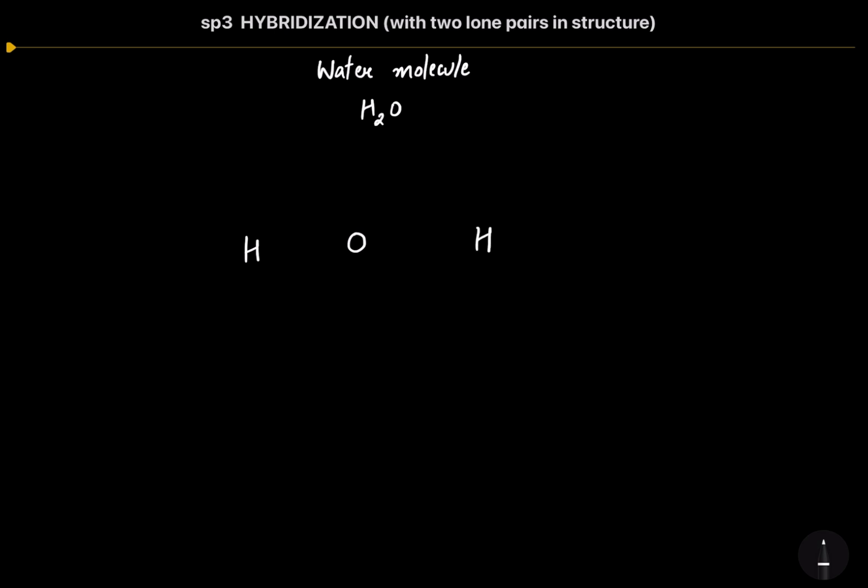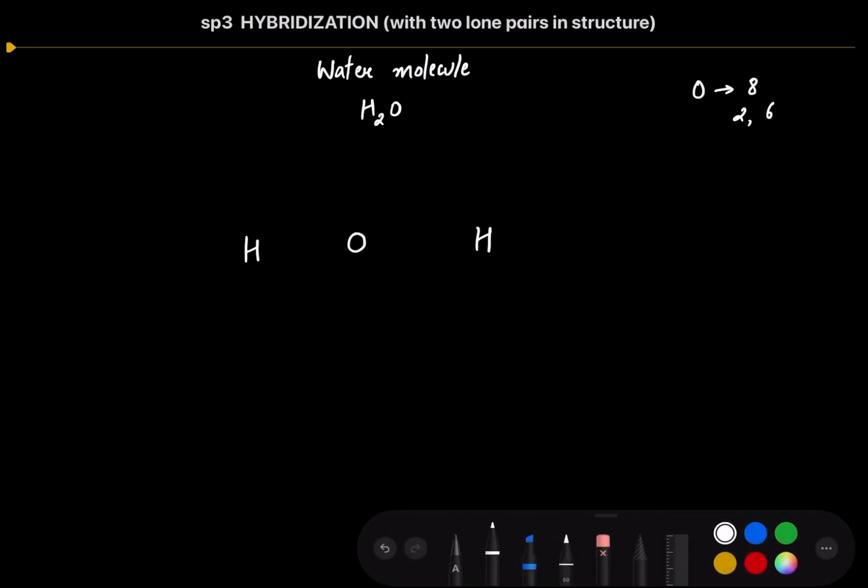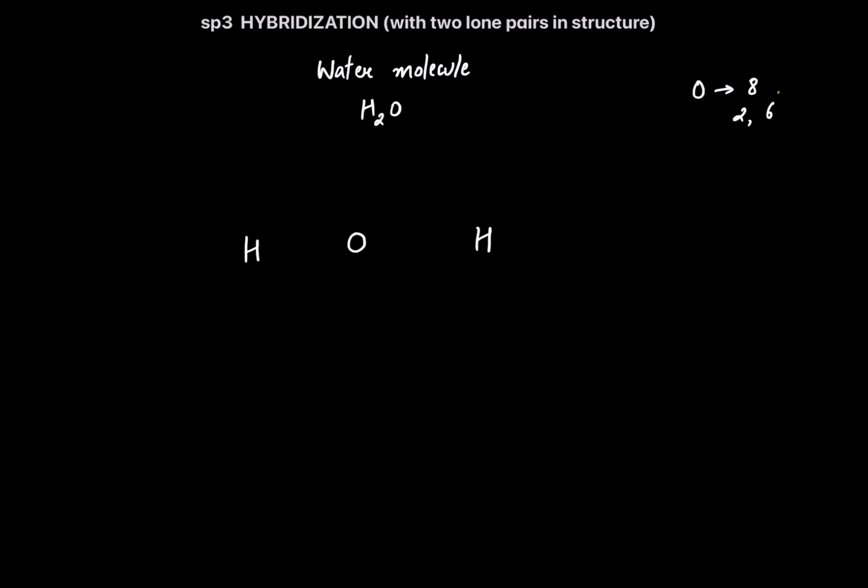Now let's talk about the oxygen. What's the atomic number of oxygen? That's 8. So the configuration will be 2, 6. That means oxygen has 6 valence electrons in its valence shell. So I'm going to mark 6 electrons in the valence shell of oxygen. That's the first electron, second, third, fourth, fifth, and the sixth.